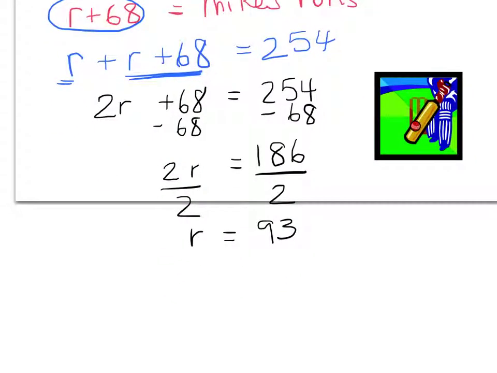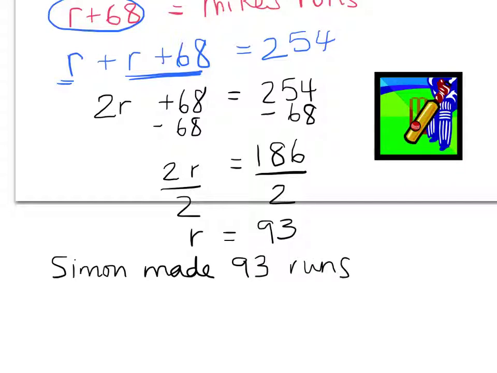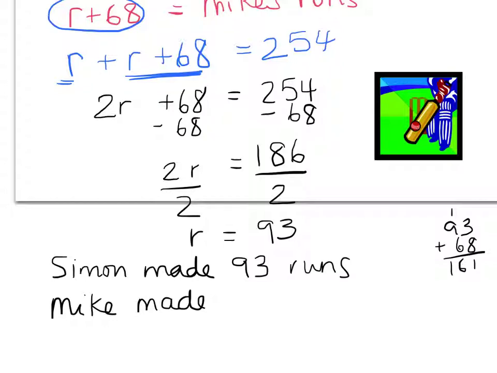So I'll just move this up. So Simon made 93 runs. And we also want to know how many runs Mike made. So Mike is going to make 68 more than Simon. So we need to do 93 plus 68, which gives me 161.